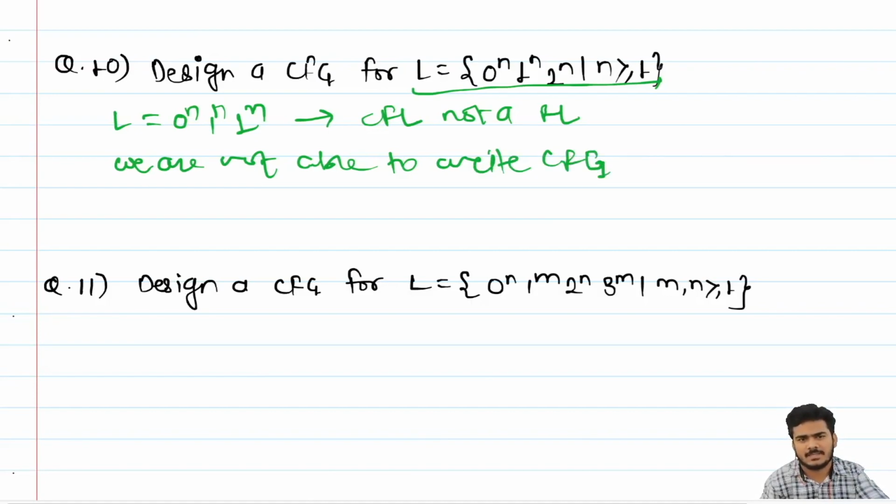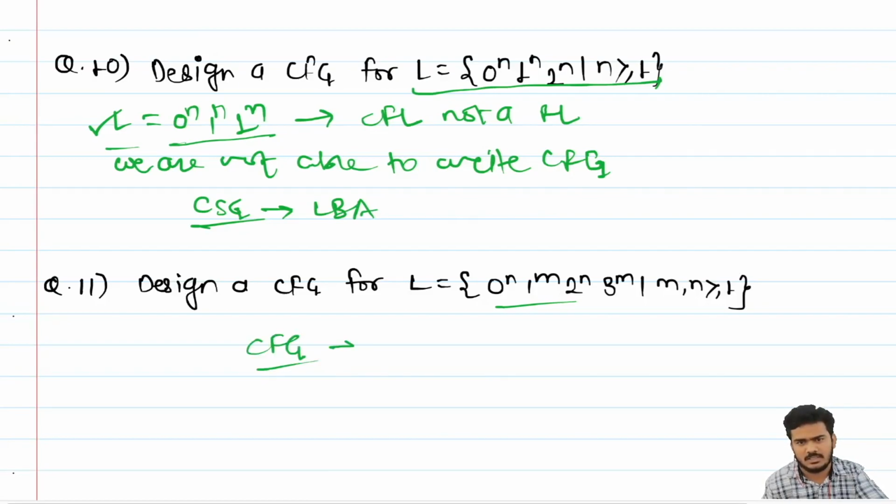For such types of languages, especially this language 0 to the power n, 1 to the power n, 2 to the power n, it is generated by context sensitive grammar, and for accepting such languages we have a machine called linear bounded automata. Similarly for the other language also we cannot write a context free grammar, because that language is not context free. For writing a grammar we need another approach, another type of grammar.